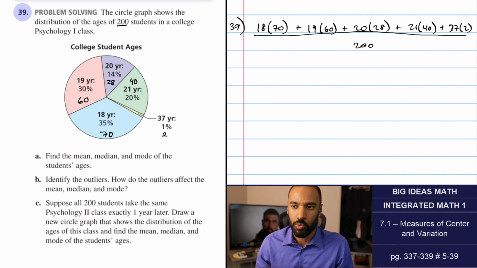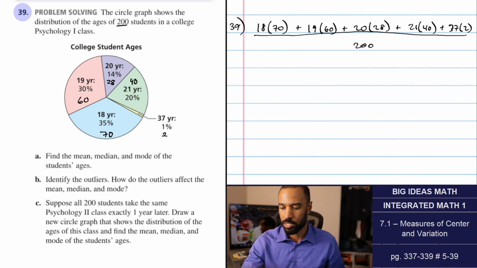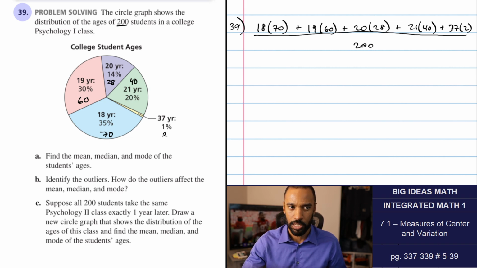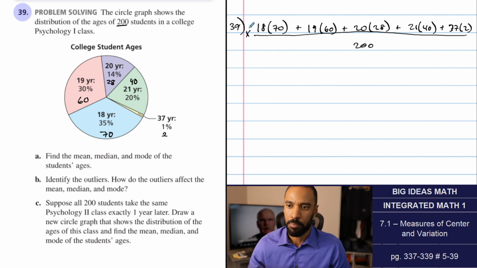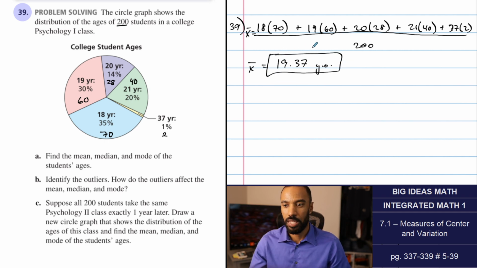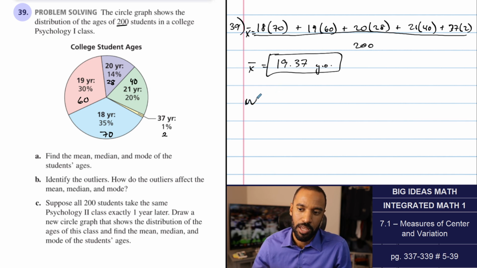I don't think the sum of the ages really matters, so I'm going to do this all in one fell swoop. So 18 times 70 plus 19 times 60 plus 20 times 28 plus 21 times 40. If you're curious about the sum, I'm not going to write it, but it's 3874. We divide that by 200, and we're getting 19.37. So for the mean, X bar equals 19.37 years old as an average. Even with the 37-year-olds, but there are only 2 of them compared to all the 19-year-olds, so that kind of makes sense.